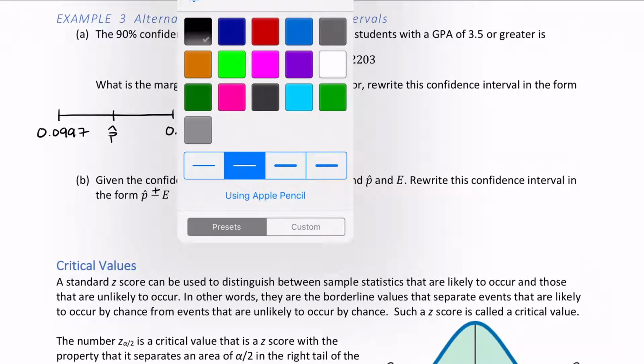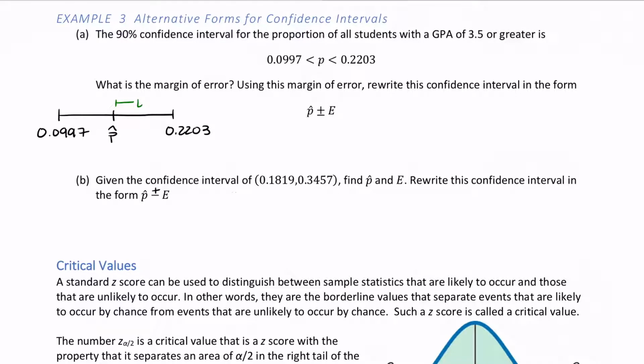When we add our margin of error, we end up with the upper bound. When we subtract our margin of error, we end up here at the lower bound.